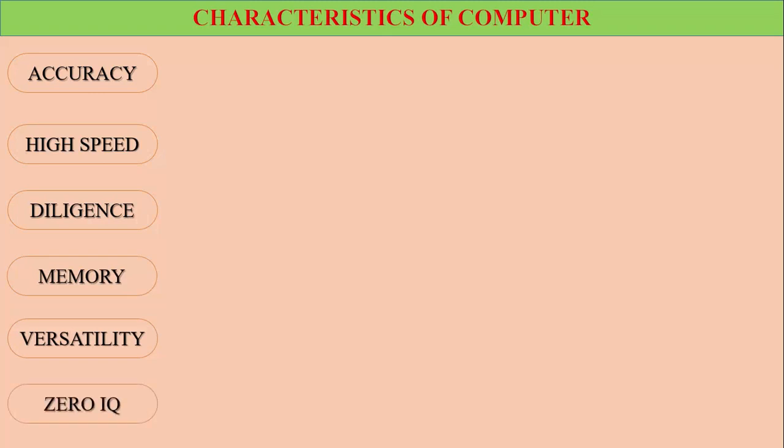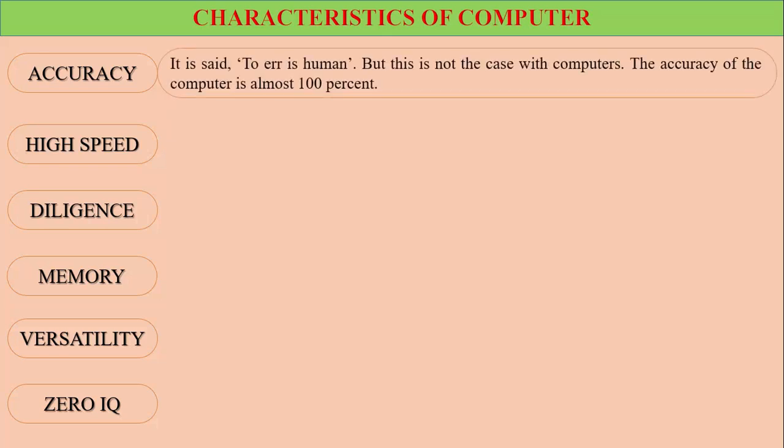Now we will see what is accuracy. From the word you can understand. It is said that to err is human, but this is not the case with computers. The accuracy of the computer is almost 100%. In rare cases, you may find errors, but these errors are not because of the computer. They are the result of wrong input given by human beings while developing a program or while feeding the data.